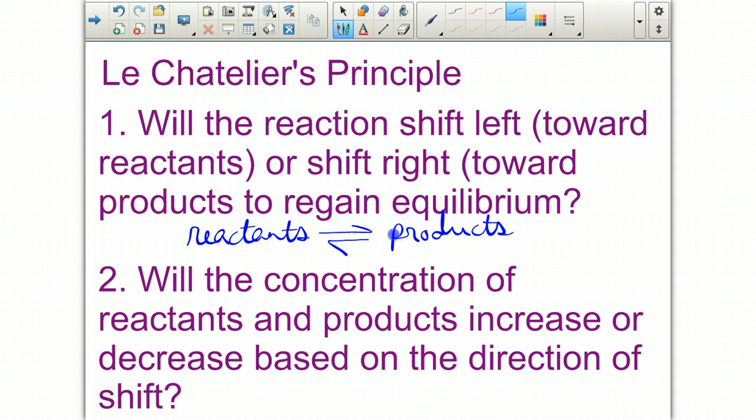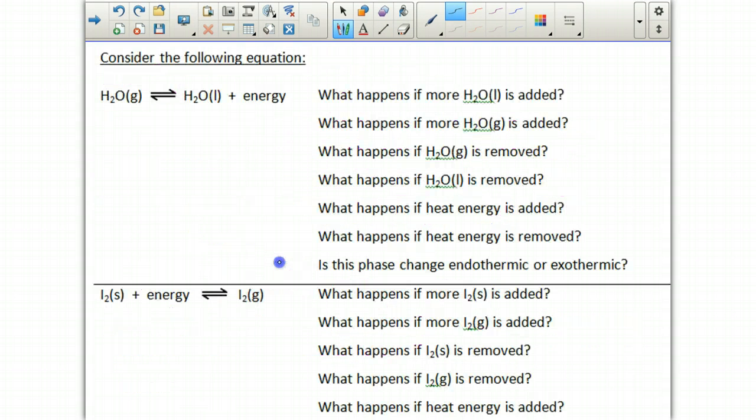So what we want to predict is whether the system is going to shift toward making more products, or toward making more reactants. So shift left or shift right. And then afterwards, will the concentration of reactants and products increase or decrease based on the direction of the shift? If we shift to the left, then the reactants are all going to increase, and your products are going to decrease. If we shift to the right, then it's going to do the opposite. So shifting to the right will cause my products to increase and my reactants to decrease. So let's apply this in the following examples.